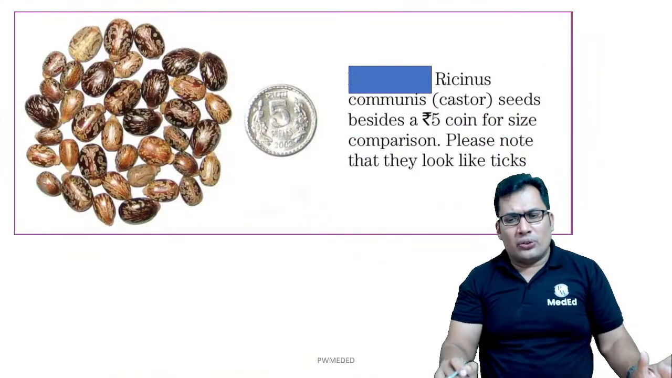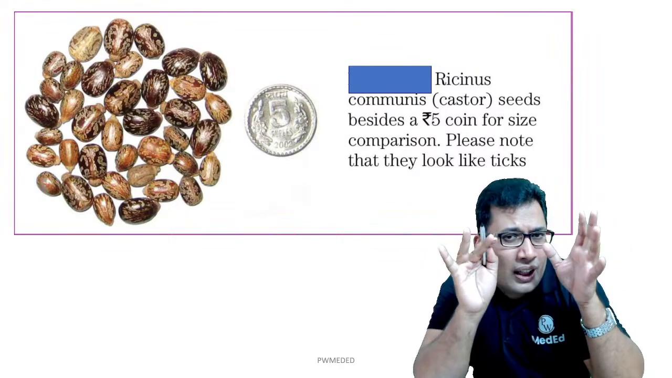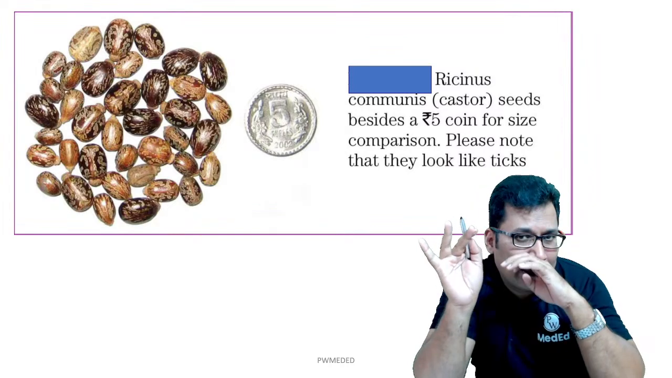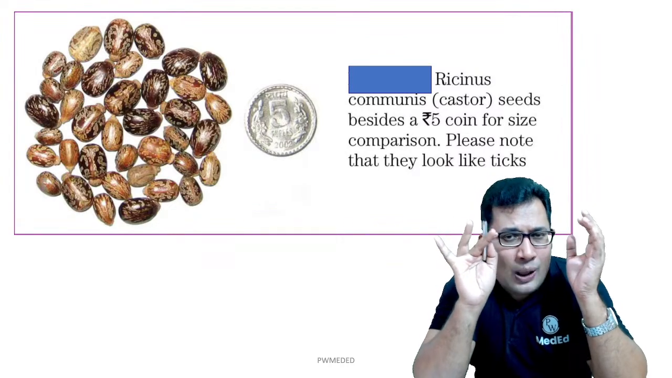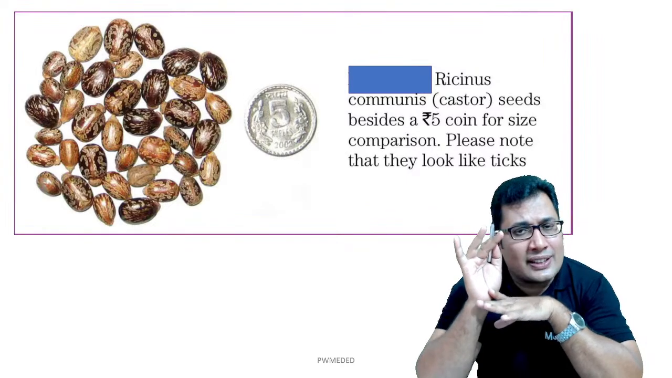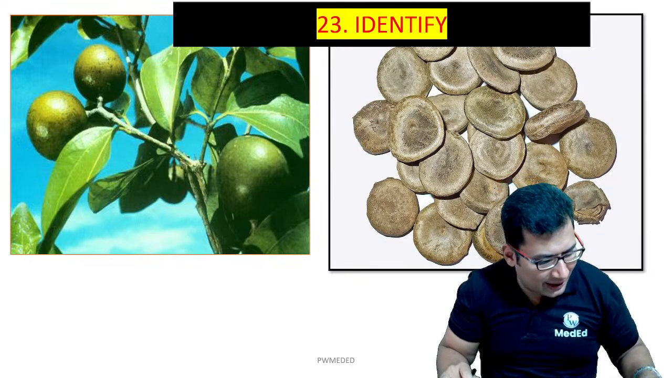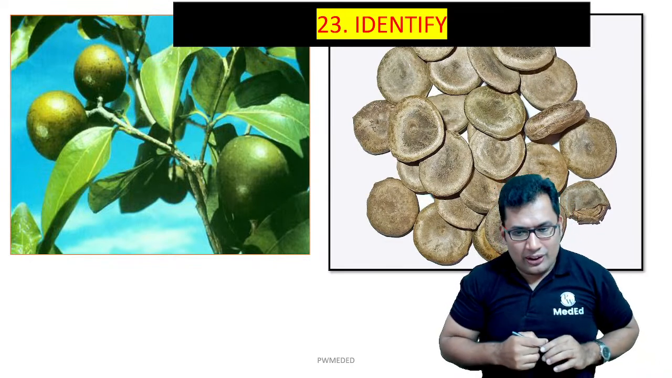Look at this. So this is how the Ricinus communis seeds look. They look like a common tick appearance. They're very small. They have brown and black markings. So this is the Ricinus communis. So next, look at this.